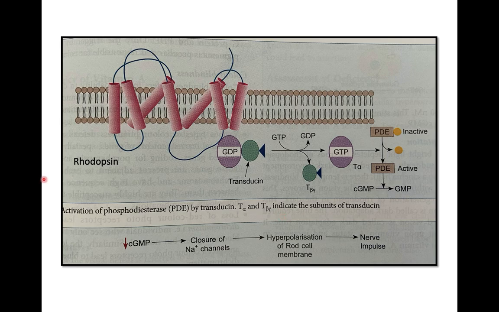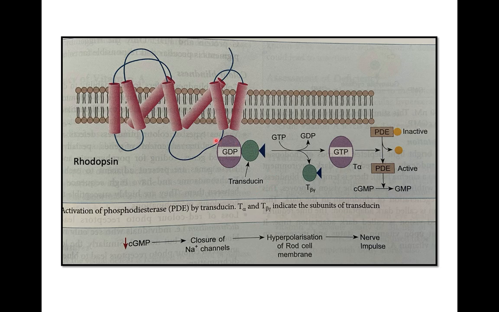Here if you see the rhodopsin, this particular pink colored structure is rhodopsin. It will bind to another protein, that is transducin. So transducin has two functions. One, it can bind to GTP, and after some time it can break down the GTP. Okay, I repeat, transducin has two functions. It can bind with the GTP, that is guanosine triphosphate, and it also can break down the GTP.